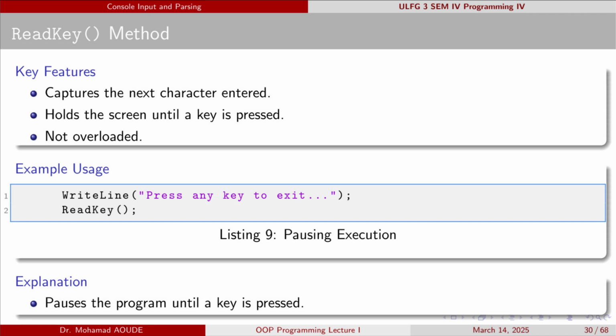Another useful method is ReadKey. ReadKey waits for the user to press any key before continuing. It's often used to pause the program, for example at the end of a console application, so that the window doesn't close immediately. Simple but very practical.